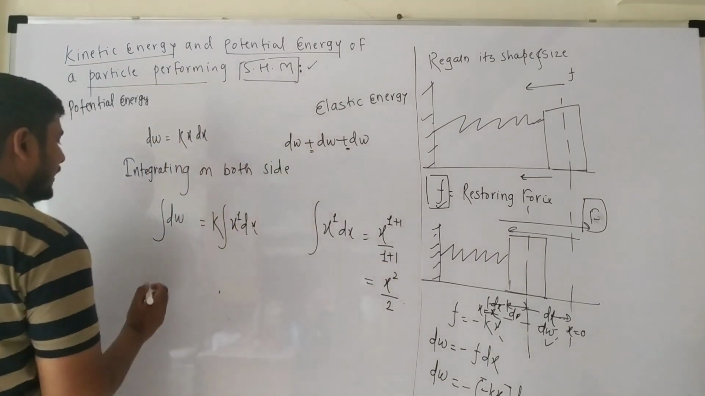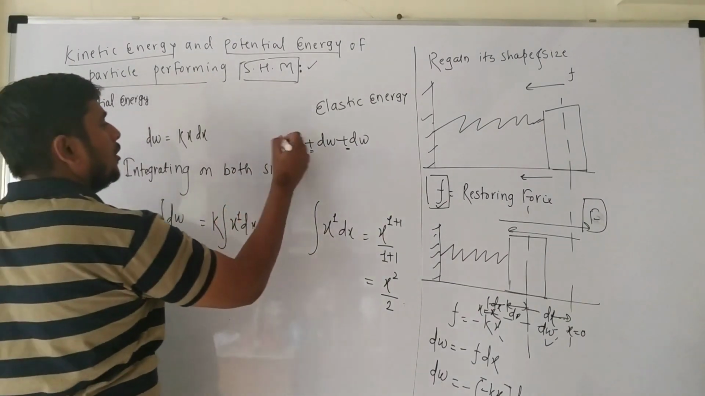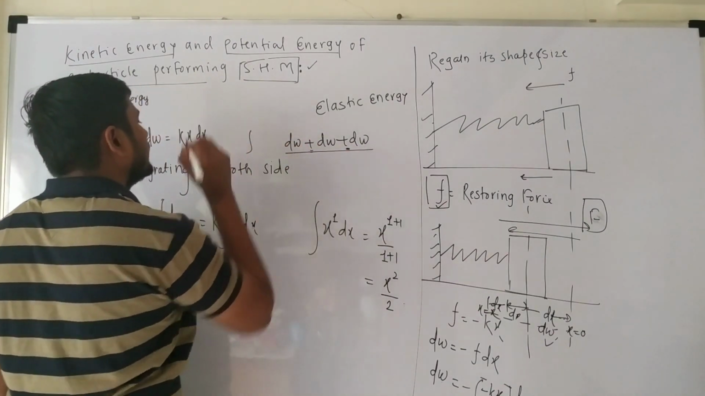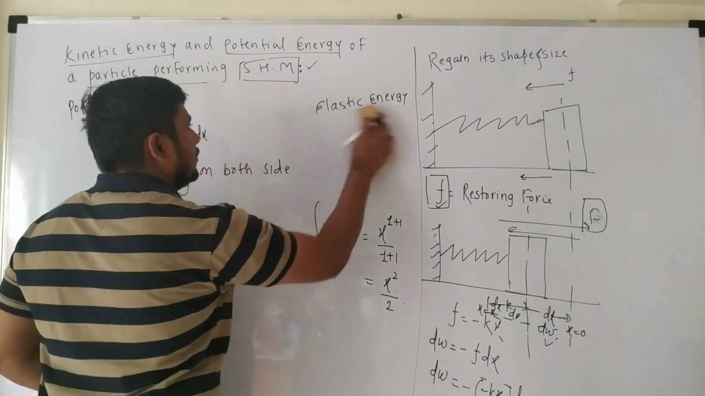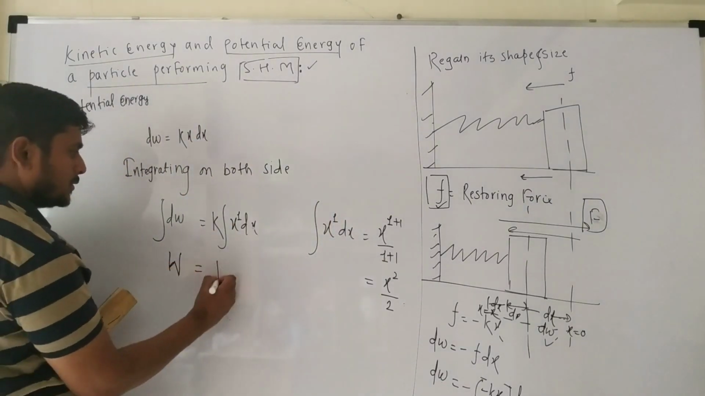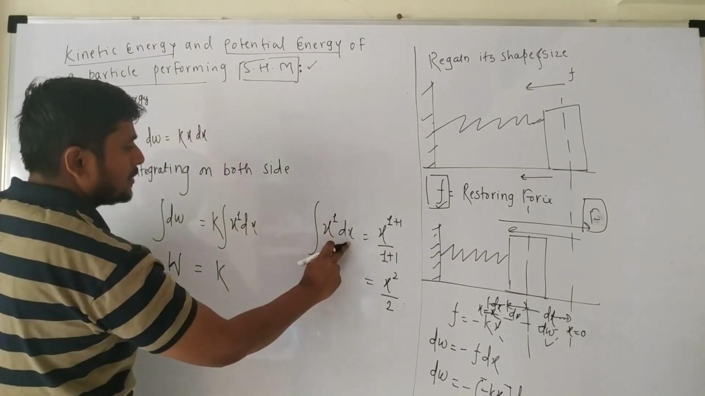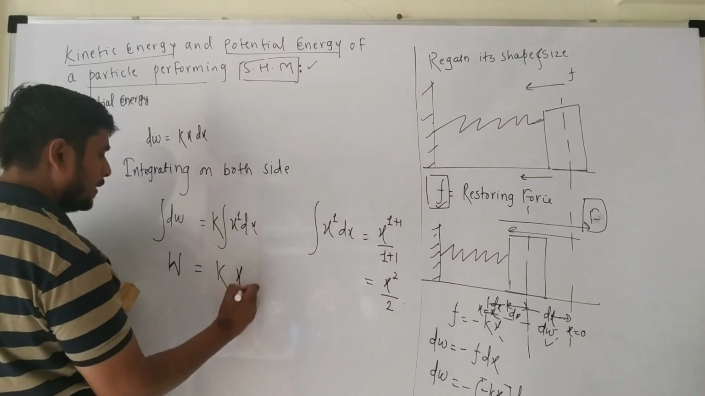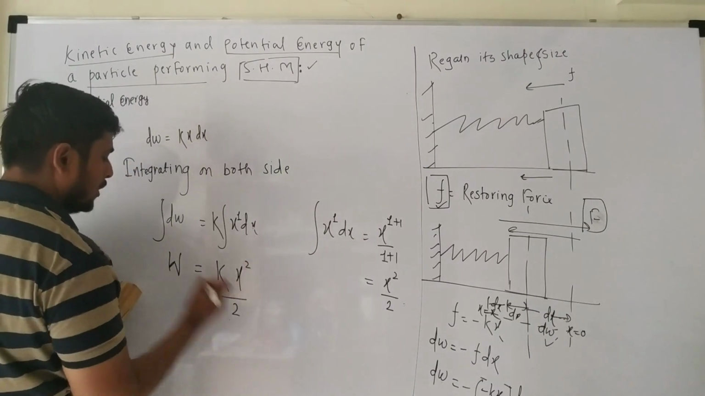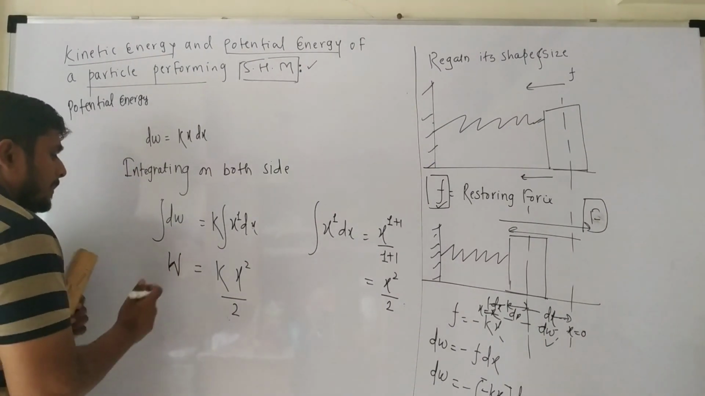So what is the integration? Integration of complete work done. So addition of all the work done, that means integration, right? So the complete work done here will be W equals k times the integration of x raised to 1 with respect to x, that is equal to x square by 2. So this is the new form of that particular equation we got.